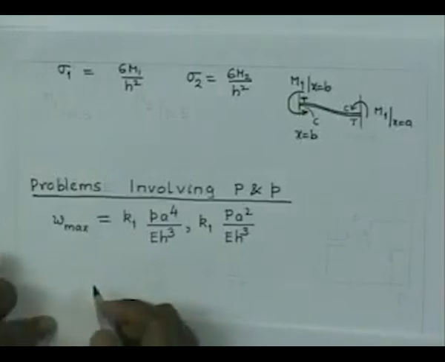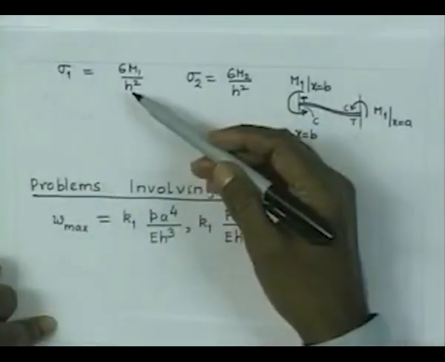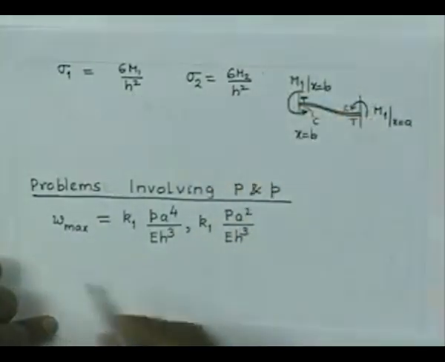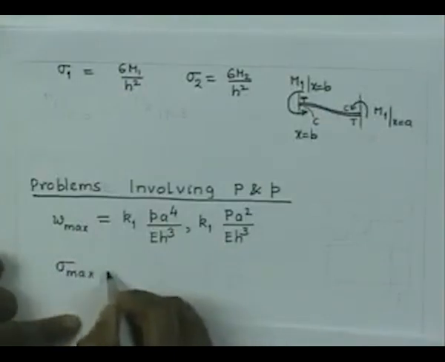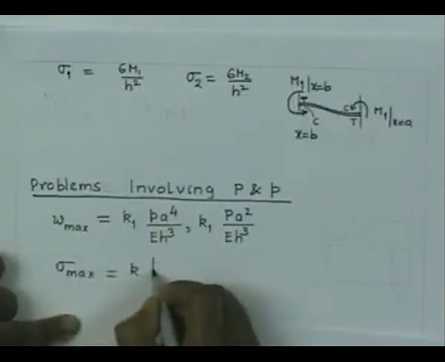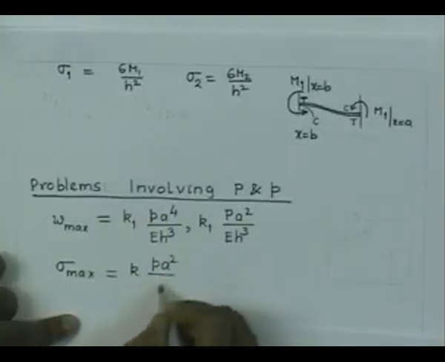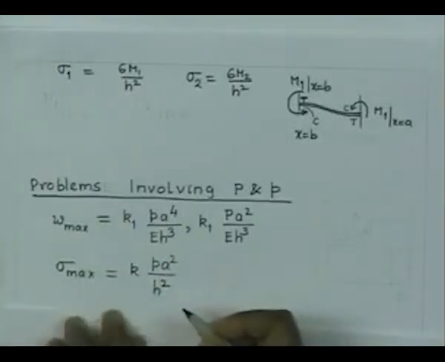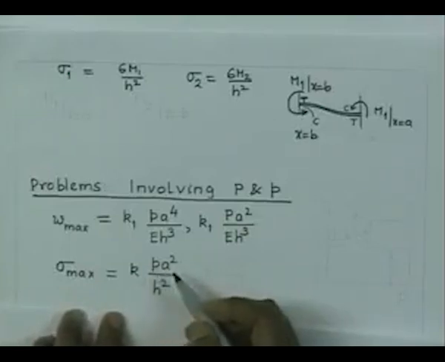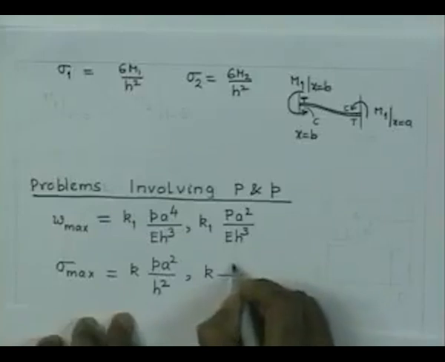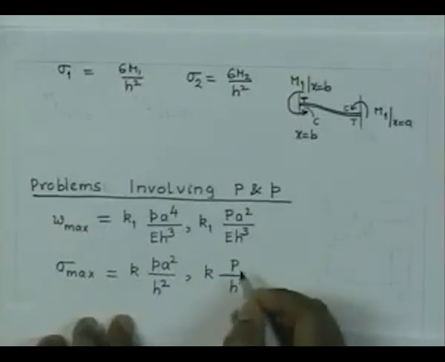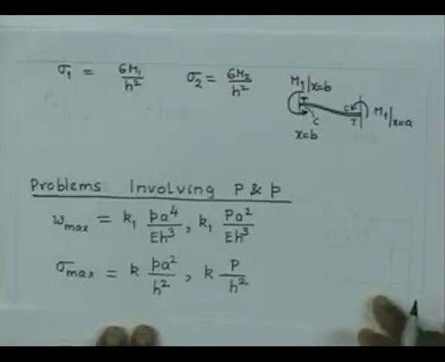And the stress, you can see the stress here is going to be proportional to P and inversely proportional to H square, and we can write in general form that sigma maximum is equal to some constant K P A square by H square, and it will have the dimension of the pressure. Similarly, if it is a concentrated loading, then it is going to look like this, P by H square, and this P has a dimension per unit length.